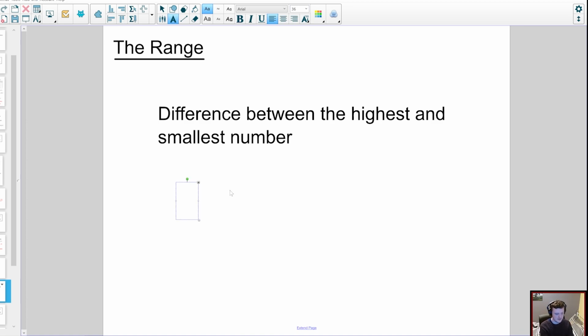So for instance, if I've got 1, 3, then 10, then 12, what we're going to have is the difference between 12 and 1 is 11, because 12 is the highest and 1 is the smallest. So we tend to do biggest take away smallest because you can't have a negative range, similar to how you can't have a negative difference. You're always going to have a positive difference no matter what you do.